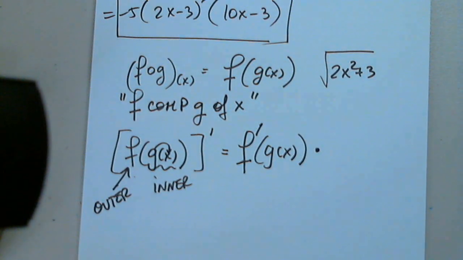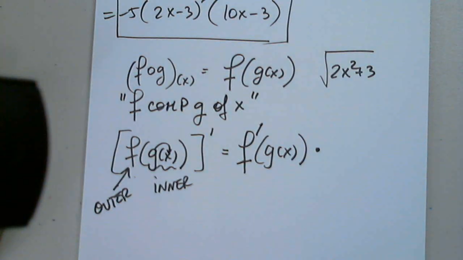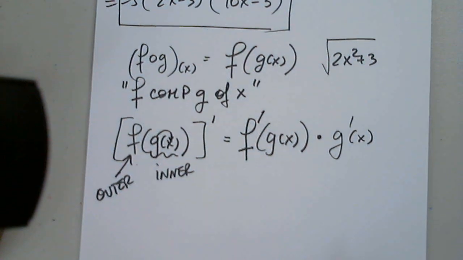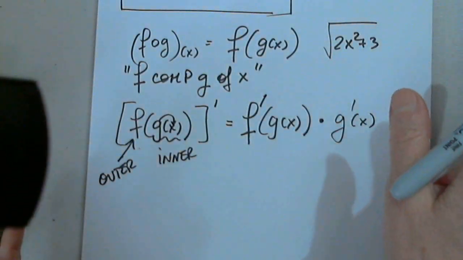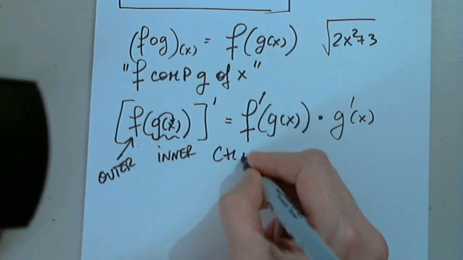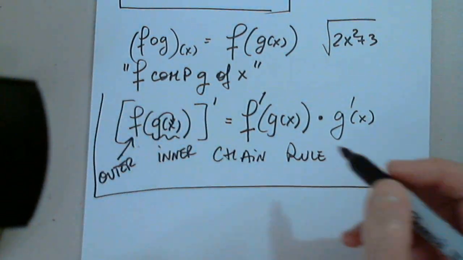times the inner function prime. But the inner function is g. So this is the general rule, power or no power, the general rule for the chain rule. Chain rule.